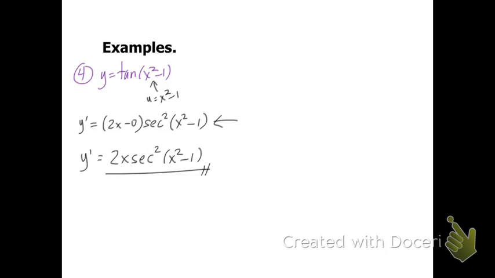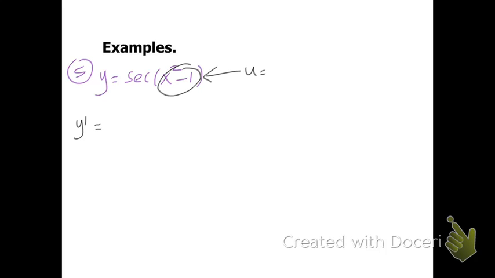And the last example, number 5. This is the last example, I promise. Number 5 is going to be y equals secant of x squared minus 1. I want to find that derivative. So I'm going to use the rule that has a secant of u. So y prime, in this case, this is u, x squared minus 1. That is u. And so I start by finding u prime.